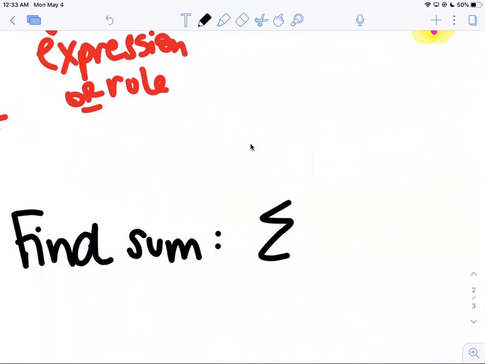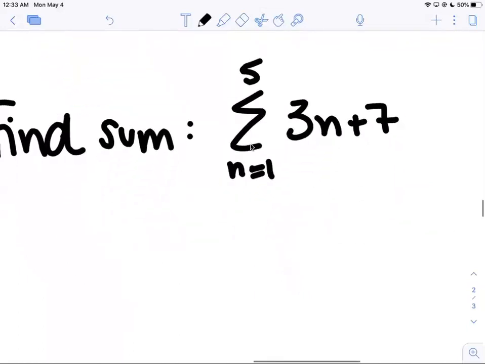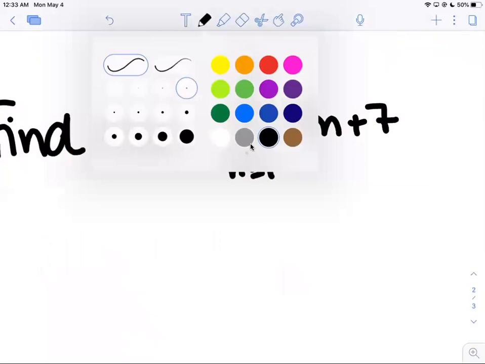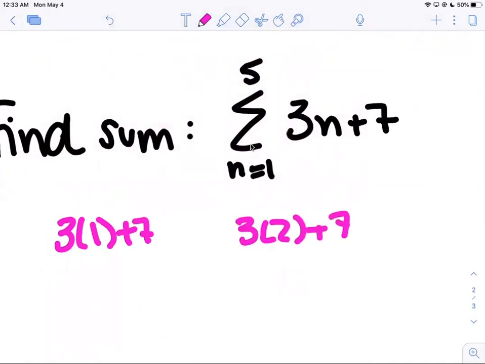So I've got a sigma, I've got n equals 1, my expression is 3n plus 7, and let's say we're going again to the 5th. Going much higher than 5 can be super annoying, so we probably don't often go up more than that. A lot of examples I give you will go up to like 7 or something because it just takes so much time.